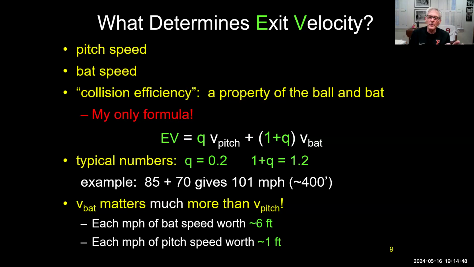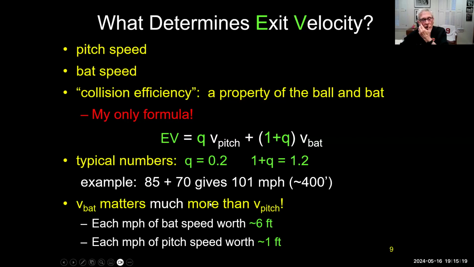What matters is the pitch speed at home plate, and the ball slows down by about 7 or 8 or 9 miles an hour between release and home plate. So 85 is a good representation. And with a 70 mile per hour bat speed, you plug those numbers into this and you get 101 miles an hour, which is sort of typical of a home run. A ball hit at an optimum launch angle at 101 miles an hour will travel just a bit under 400 feet. So that's probably a home run.